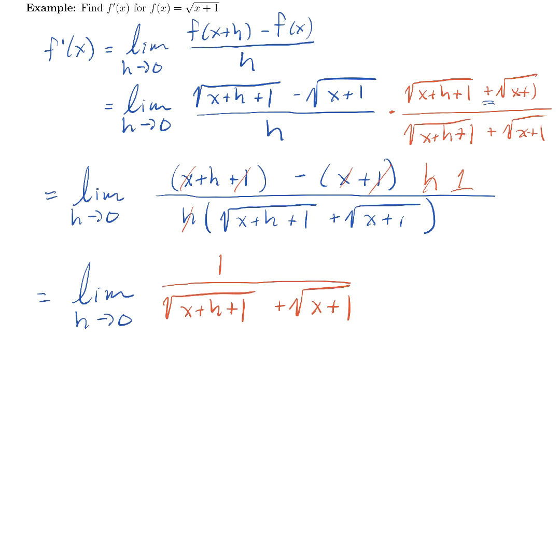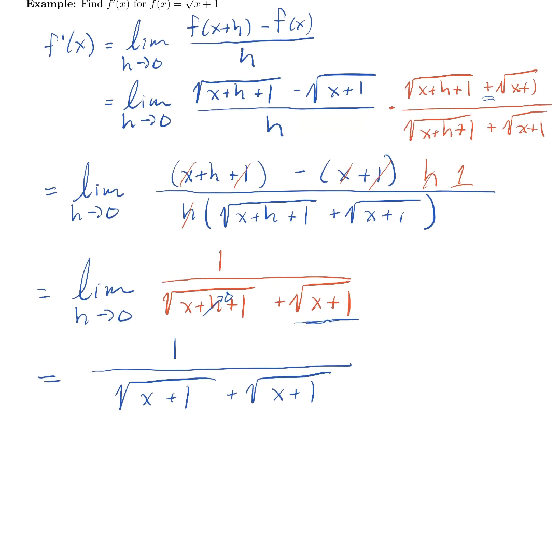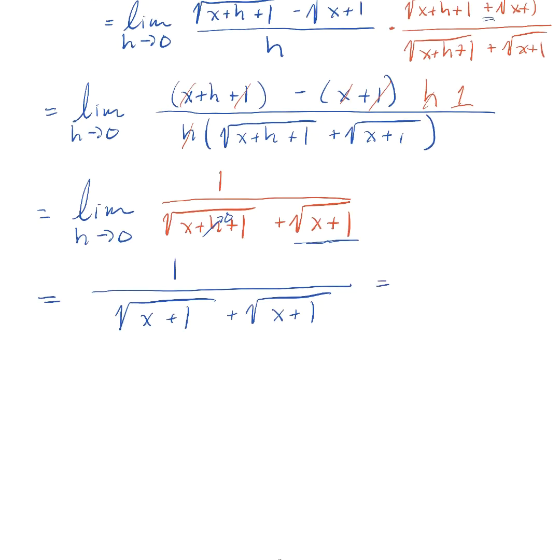Let's go back to blue. And when we do that, well, there's no h's in the numerator, so it's not changing. As h approaches 0 here, that term is just left as the square root of x plus 1. And as h approaches 0 here, there's no h's, so nothing's changing. So that is also the square root of x plus 1. And that then is 1 divided by 2 times the square root of x plus 1.